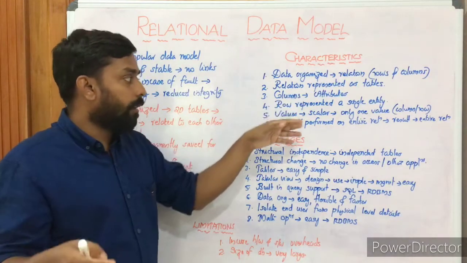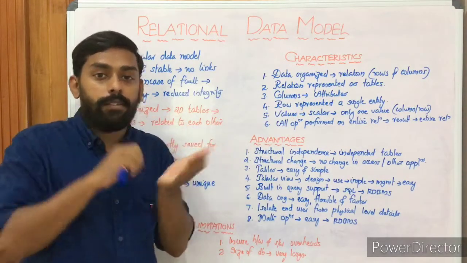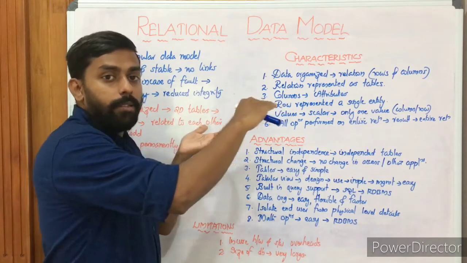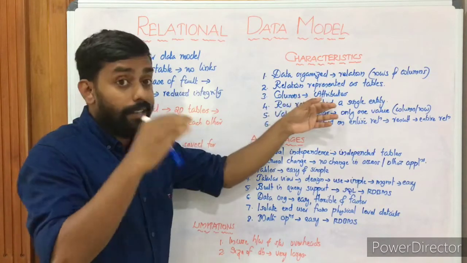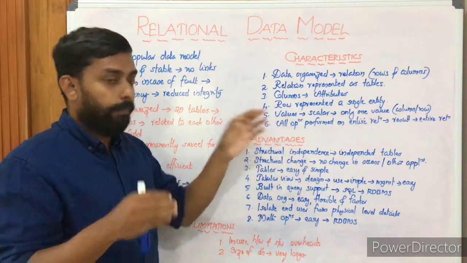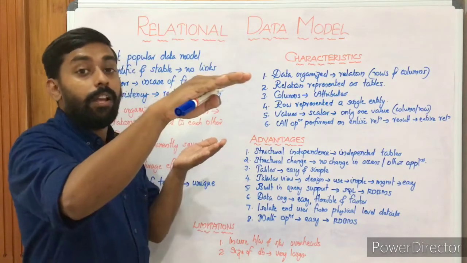So columns are also called attributes, and a row represents a single entity. You know, data is stored row wise. That's what a record actually is. Data stored row wise is considered as a single entity, meaning the details of a student or details of an entity are stored in a single row.